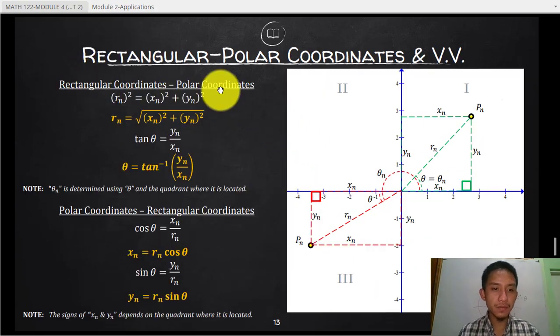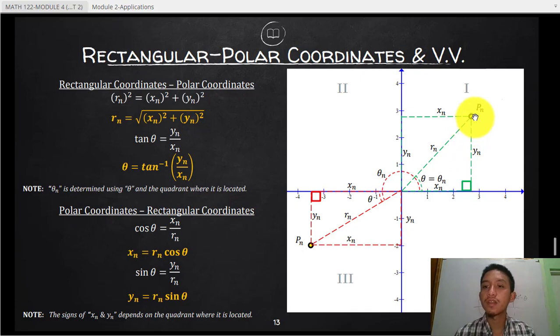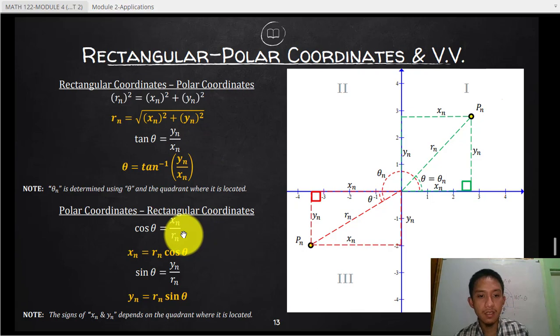How about if you are given a polar coordinate but you want to get a rectangular one? The same. All you need to do is plot that one, construct your right triangle, use the Pythagorean theorem, and use your tangent, I mean the angle and your sides. However, we will not be using the Pythagorean theorem here, because in the first place, let's try to reverse the process. You are given your radius and the angle.